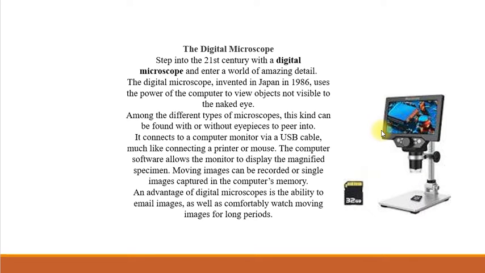Then this is more advanced. It is called the digital microscope. This digital microscope steps up into the 21st century and enters the world of amazing details. The digital microscope was invented in Japan in 1986, and it uses the power of the computer to view objects not visible to the naked eye. Among the different types of microscope, this kind can be found with or without an eyepiece. It also connects to the computer monitor via USB cable, much like connecting a printer and mouse.